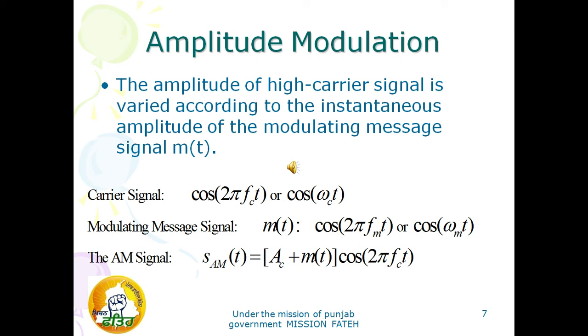In the mathematical expression, the carrier signal is denoted by vc = Vc cos ωct. The modulating signal or message signal is denoted by m(t) = Vm cos ωmt, and the final expression for the amplitude modulated signal is (Ac + m(t)) cos ωct, where Ac is the amplitude of the carrier signal and m(t) is the message signal.